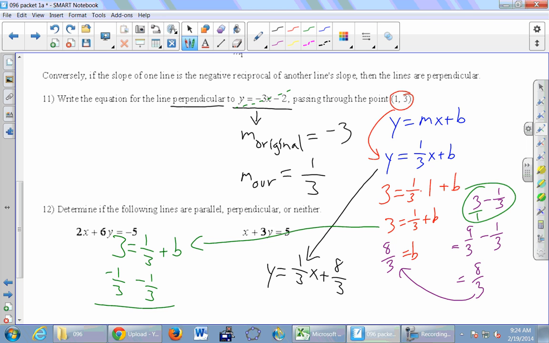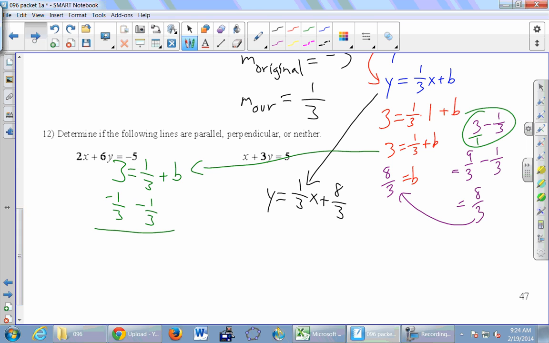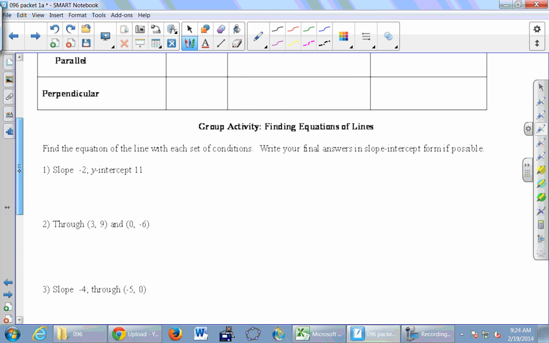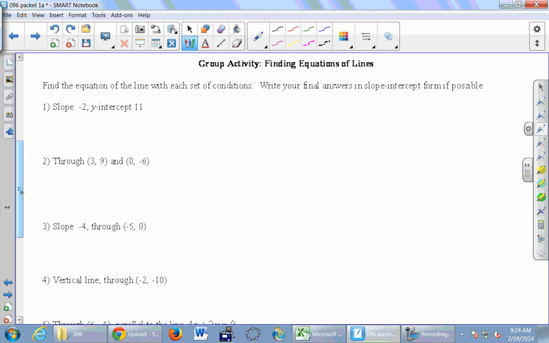Okay, so skip 12 and come back to it if you have time. But what I'd like you to do now is go to the group activity. It starts in the middle of the next page. Answer key follows. Raise a flag if I can help. I'll come around and check homework and see if there are any questions on this activity.